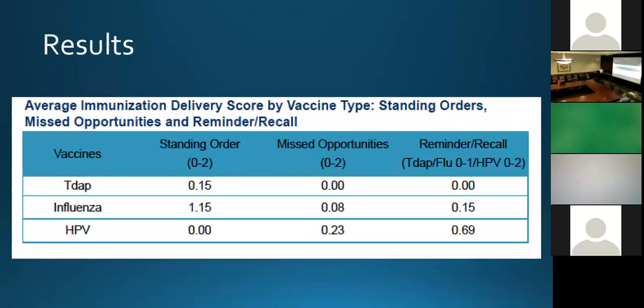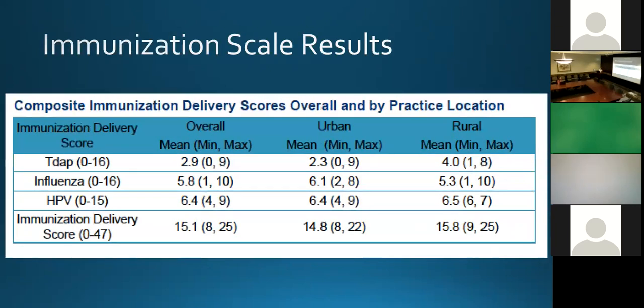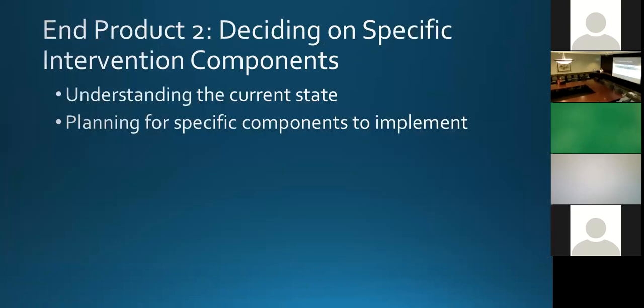And here's a similar diagram for use of standing orders, missed opportunities, and reminder recall. I just want to point out that for some of these vaccines, there was absolutely no activity going on, so there was a lot of room for improvement. Finally, this is the composite score, with the scores from all practices together and also divided by urban versus rural. Essentially, there's not a huge difference between urban and rural. The maximum score on the immunization delivery scale was 47 and the average was only 15. So again, using our qualitative data, we were able to say in a very quantitative way that there's not a lot of immunization activity going on at these practices.